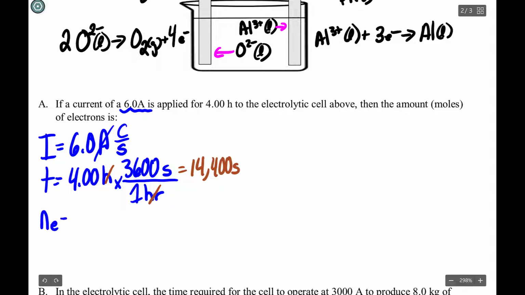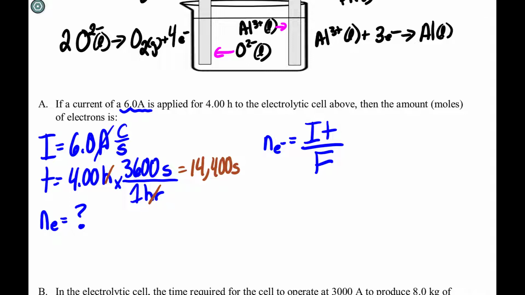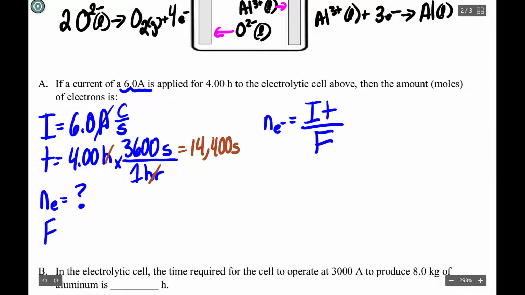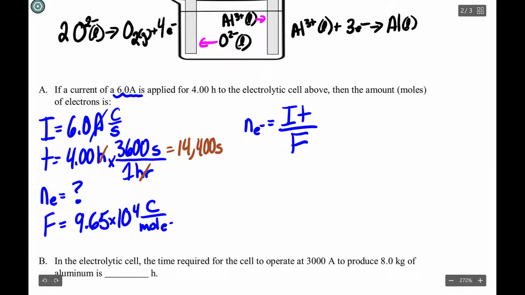So moles of electrons is what we're looking for. Now, out of the equations we've looked at, the one that fits this is the one that asks for moles of electrons. So moles of electrons is equal to IT all over F. Now, F is Faraday's constant. That can be looked up in a data book. And it's 9.65 times 10 to the 4 coulombs per moles of electrons. So I have everything I need.